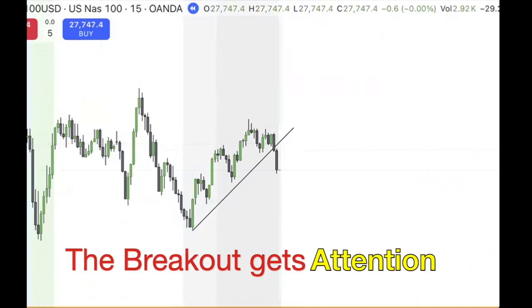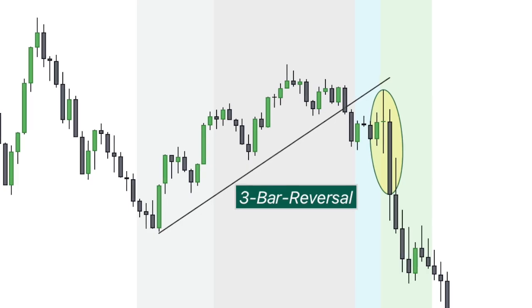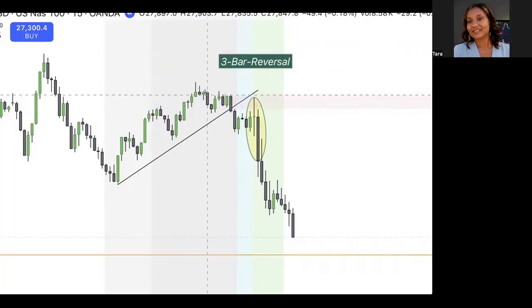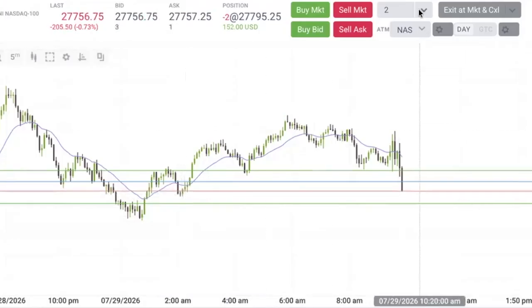The breakout gets attention, but the retest shows intention. And one of the best ways to confirm that intention is a simple 3-bar reversal. When this forms at a level, the entry can become much more structured. Let's take a look at this on the charts.